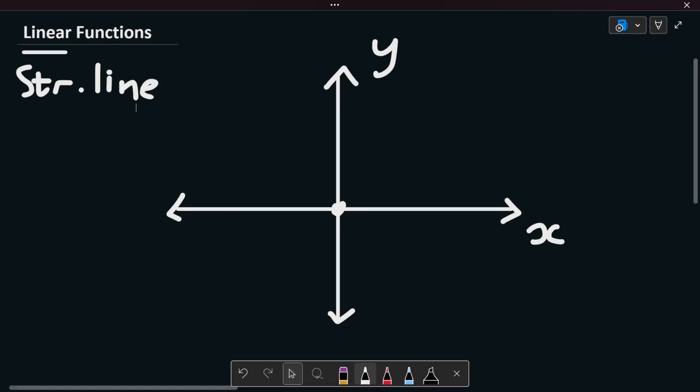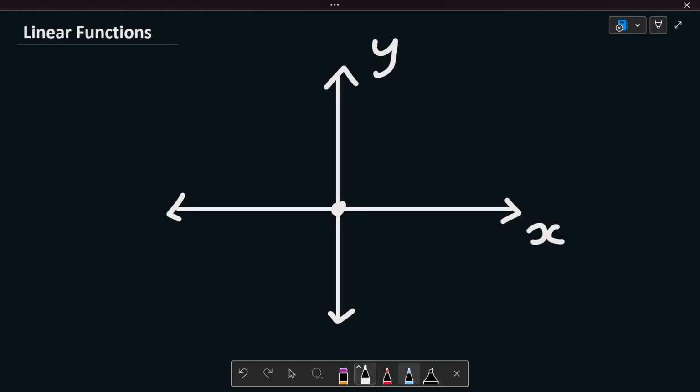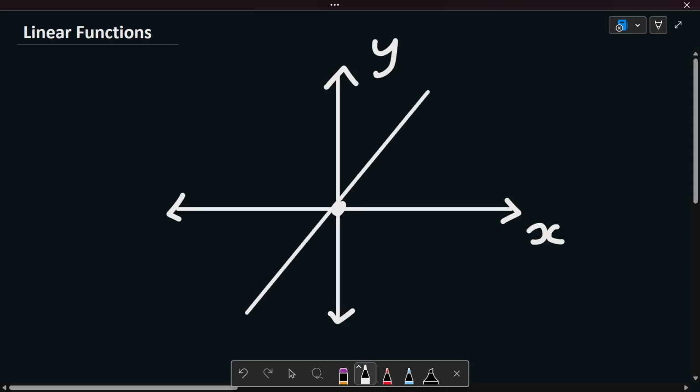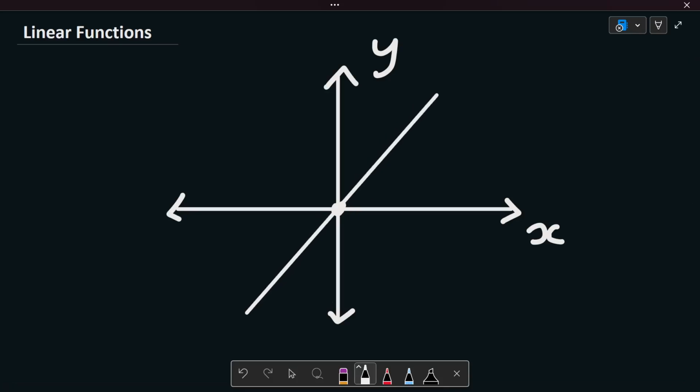Before I show you how to start drawing them, or how to start using coordinates in order to draw them, I want to introduce you to some concepts that we need to know when it comes to linear functions. So what is a linear function, right? When I said straight lines, if you can remember, a straight line is just a line that goes in a straight line. Basically, that's all it is. There's nothing too difficult about that definition.